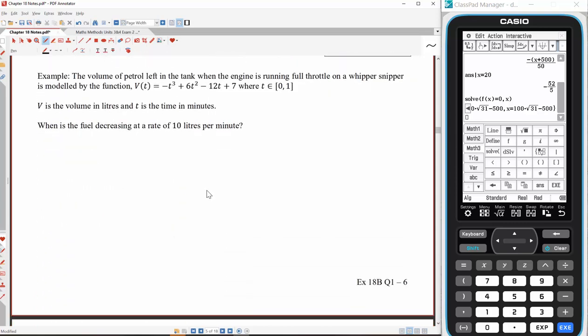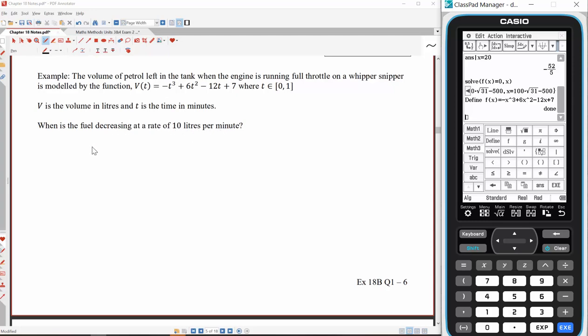All right, let's do this last problem, which isn't on your notes, so you'll need to annotate your notes to do this one. The volume of petrol left in the tank when the engine is running full throttle on a whippersnipper is modeled by this function. So again, it's good practice to define that function. f of x equals negative x cubed plus 6x squared, take away 12x plus 7. V is the volume in litres and t is the time in minutes. When is the fuel decreasing at a rate of 10 litres per minute?